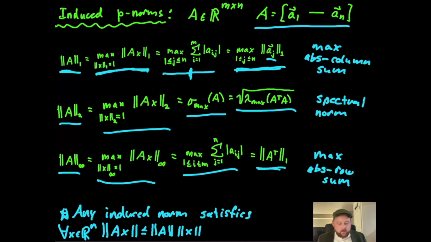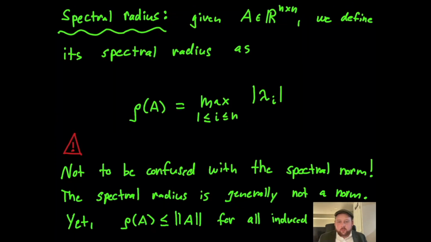Okay, so that's an important property to keep in mind for induced matrix norms. A quick comment I wanted to make is that there's also something called the spectral radius. Given a square matrix, it has its eigenvalues. The spectral radius of A, commonly written rho of A, is equal to the maximum eigenvalue in absolute value.